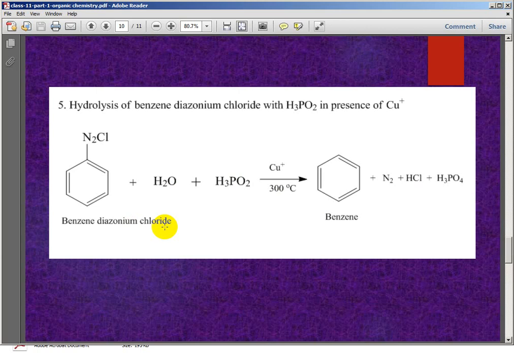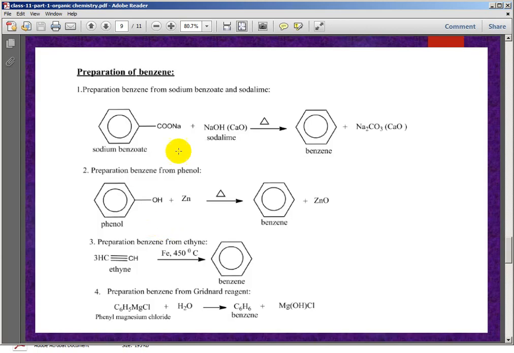So to recap, benzene can be formed from sodium benzoate and soda lime when heated. From phenol, when heated in the presence of zinc dust, benzene is formed. When ethyne gas is passed through a hot iron tube at 400 degrees centigrade, benzene is formed. From a Grignard reagent, benzene is formed.